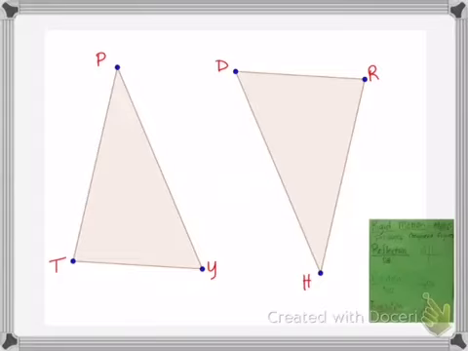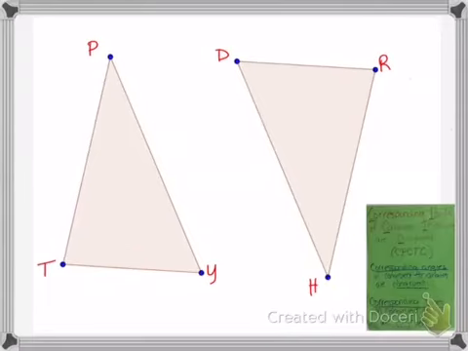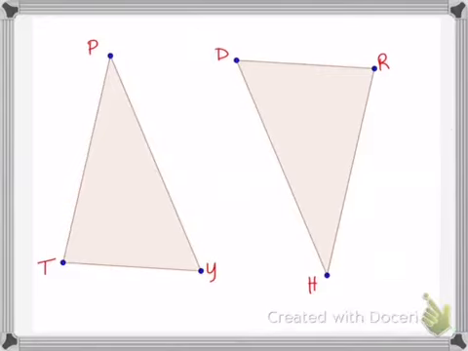Second example, identify the rigid motion. Identify the corresponding parts in the congruent triangles. Name the corresponding angles. Name the corresponding congruent sides. Now write the congruency statement for the congruent triangles. Again, be sure to match up the corresponding angles.